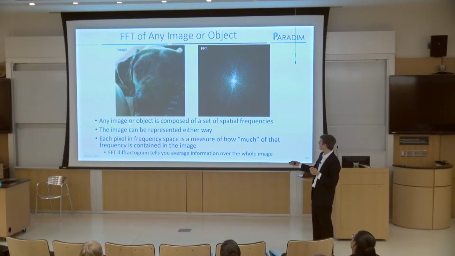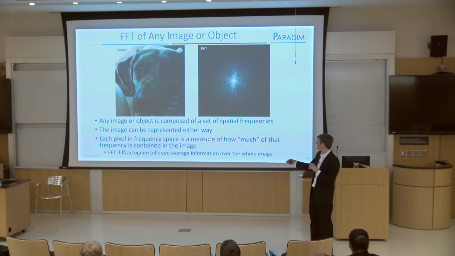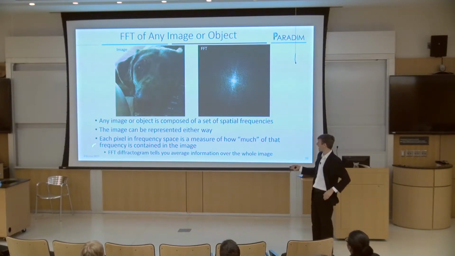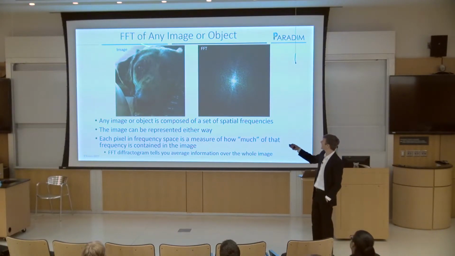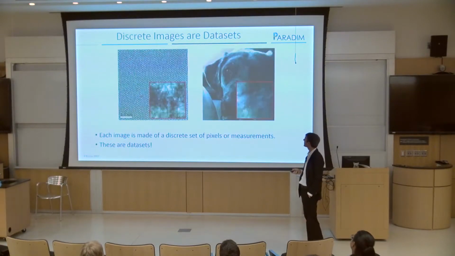So any object or image can be composed of a set of spatial frequencies. Okay? So that also means that we can think of tomography as a set of spatial frequencies. Each image can be represented either way. It's completely equivalent. We're just used to this one. It's also important to know that the FFT, this diffractogram, tells you the average information from a specific frequency over the entire image. So it's really nice that things you can't see in an image at really low dose, you might be able to see in a Fourier transform, and say, I can see that spot is there.